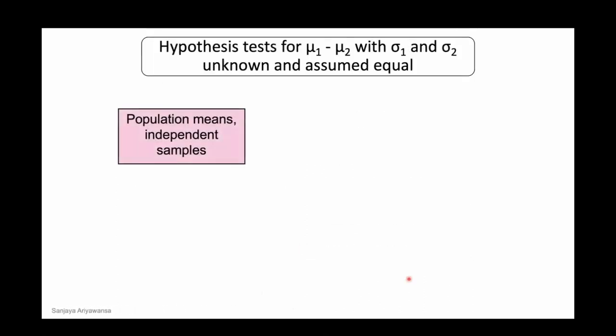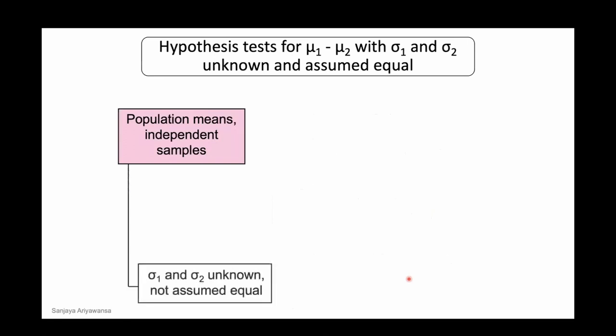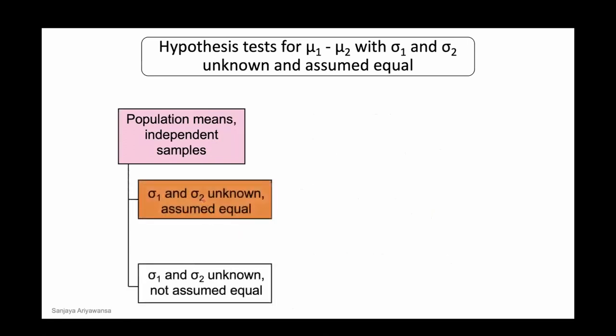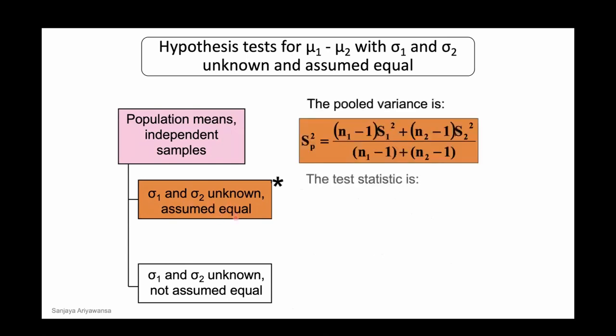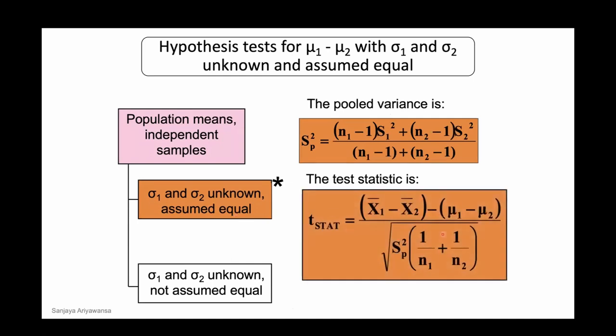So what is the test statistic for this particular case? What is the case we are looking at? Population standard deviations are unknown and assumed equal. This is the test statistic in this case. It's a t-stat and it's a very long equation. Again, this equation will be provided in the exam. It's just a matter of you knowing which equation to use.